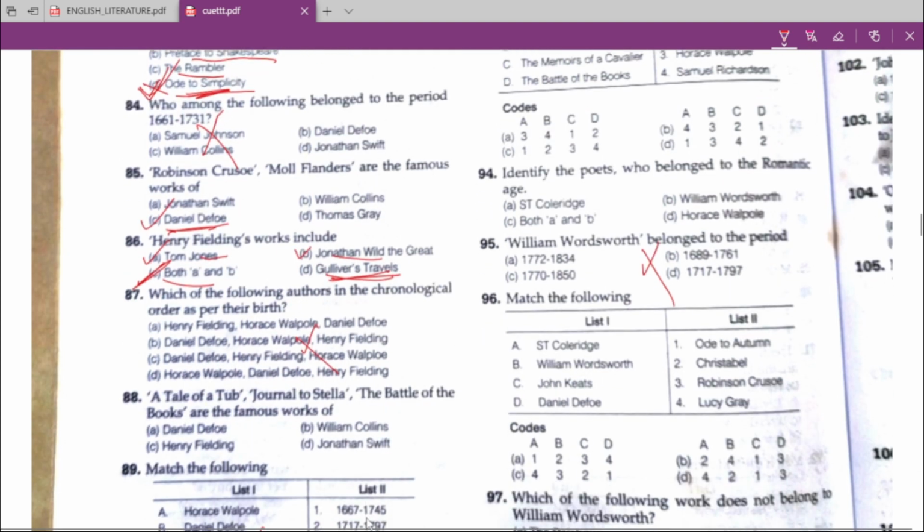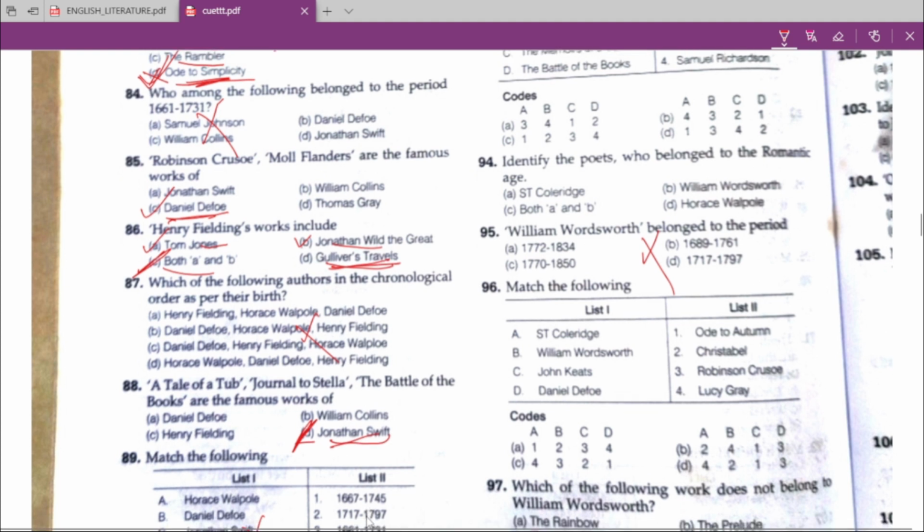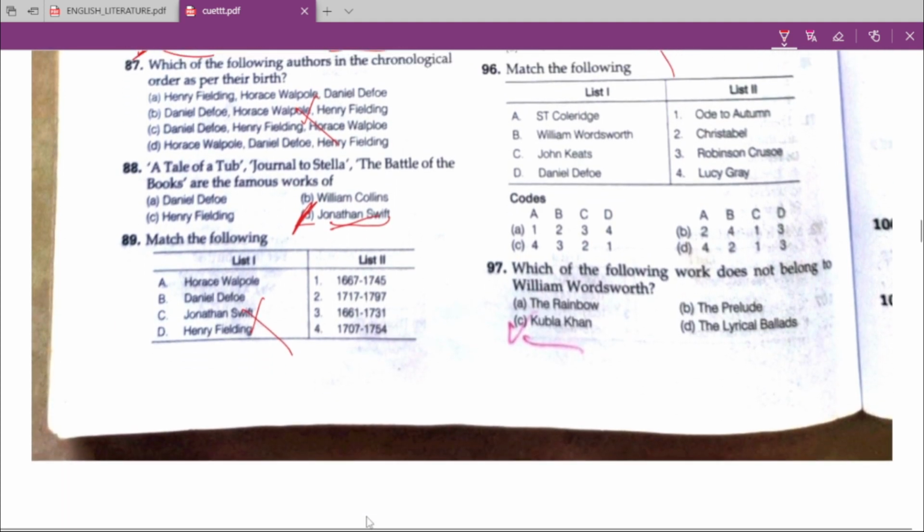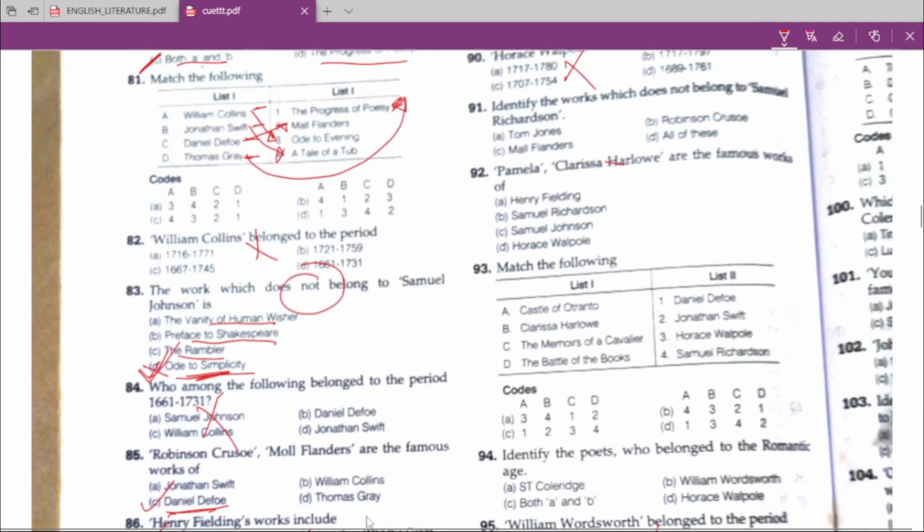Next question. A Tale of a Tub, Journal to Stella, and The Battle of the Books are the famous works of Jonathan Swift. Jonathan Swift has written A Tale of a Tub, Journal to Stella, and The Battle of the Books. These are famous works written by Jonathan Swift.